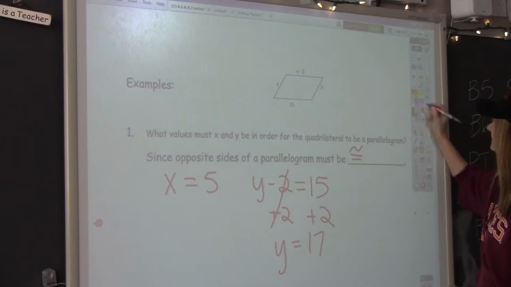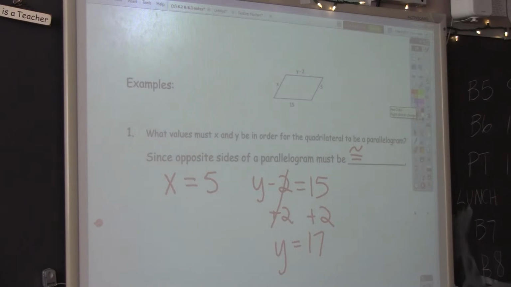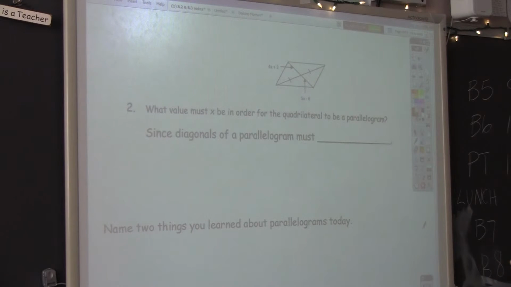I don't like writing in red. A couple more examples to do. I just changed it. I think blue is easier to see anyway. All right, try this one.